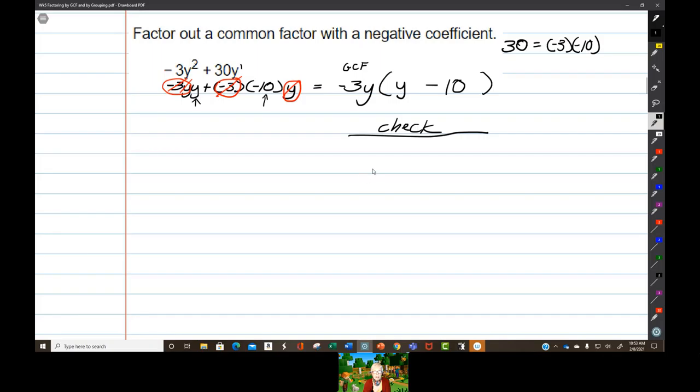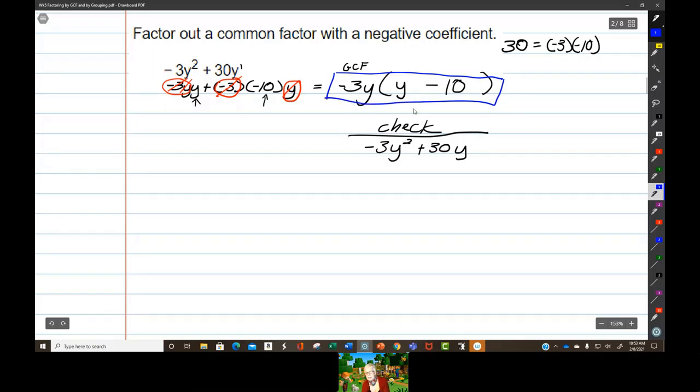Negative 3y times y is negative 3y squared. And negative 3y times negative 10 is positive 30y. And that is what I started with. So this is my answer. See, this tells me what was originally multiplied together to get negative 3y squared plus 30y. Why do you need to know? You really do, and pretty soon you'll see.